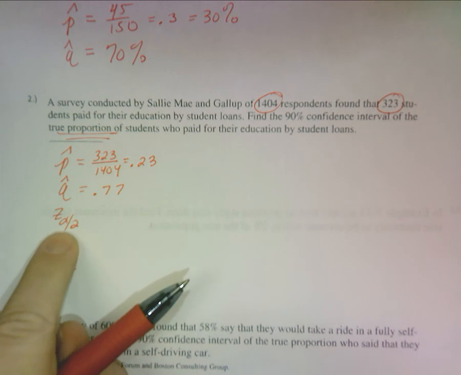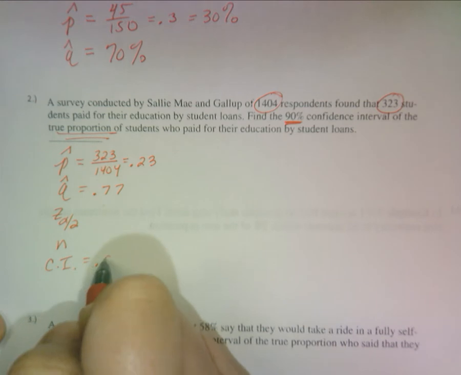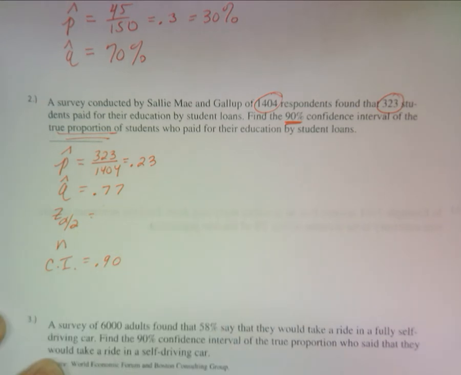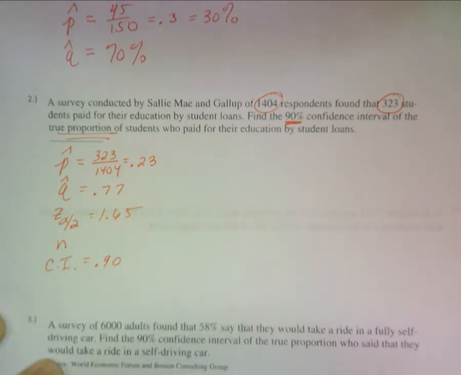Z alpha over 2 depends on my confidence. I'm at a 90% confidence. So what's the magic number that I use for Z? 1.65. And how many people did I sample in this survey? What was my N? 1404.